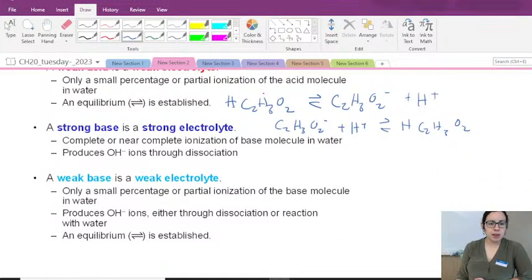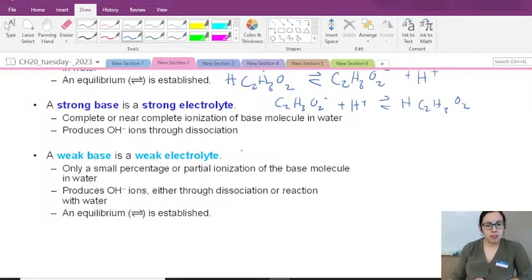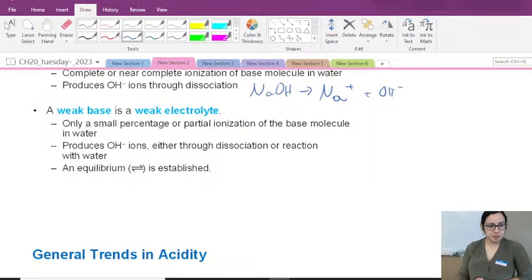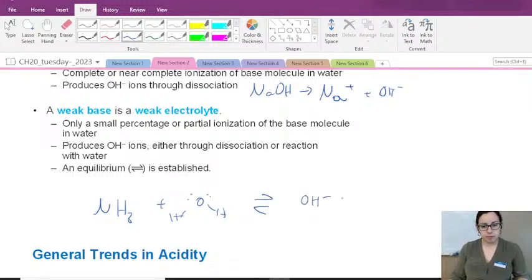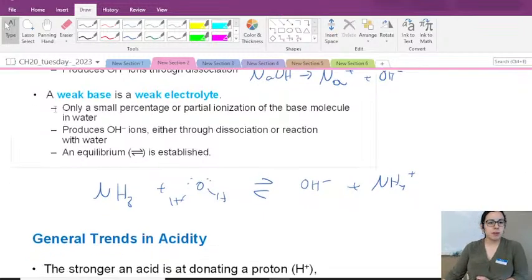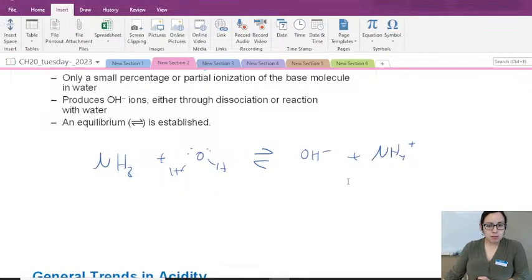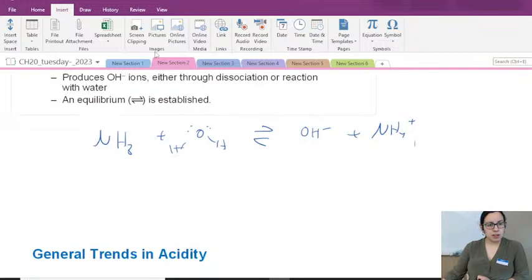So same thing, a strong base is a strong electrolyte, completely disassociates. So sodium hydroxide would completely disassociate, versus ammonia, so that's a weak base. So then again, we have our equilibrium. And then again, the key point being that our ammonium can react and reform our ammonia.